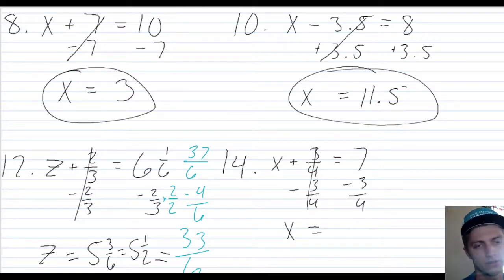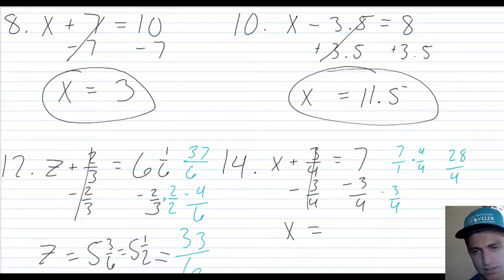First thing we want to do is turn 7 into a fraction. 7 over 1 minus 3 over 4. And we're looking at the denominators. We have 4 and 1. What's the least common multiple between 4 and 1? Well, it's 4. We multiply this by 4 over 4. That gives us 28 over 4. This stays the same. Minus 3 over 4 gives us 25 over 4.